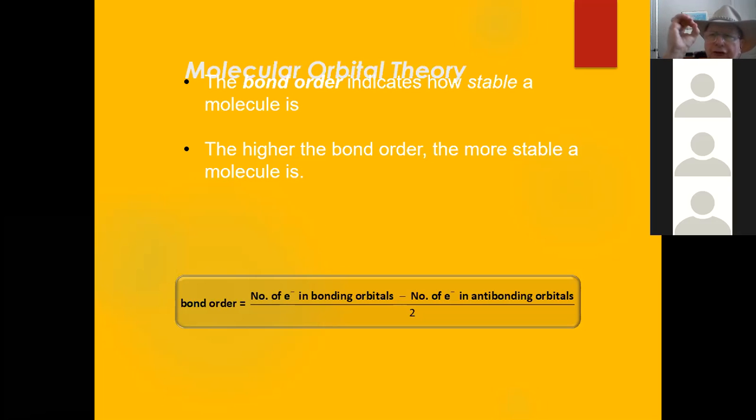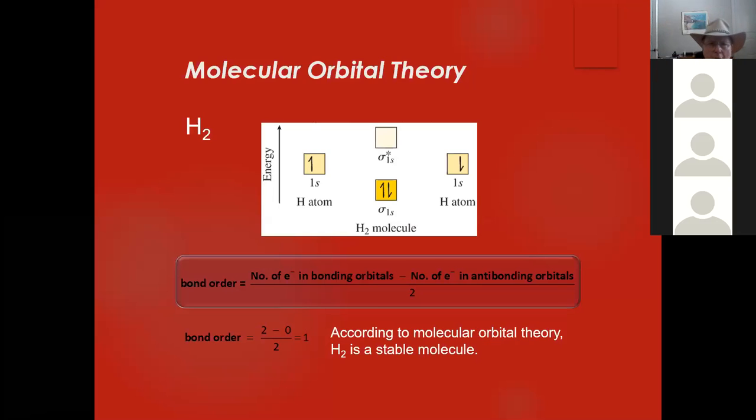If the bond order is 0, this means the bonding orbital electrons and antibonding orbital electrons are equal. If that's the case, no bond can happen. If the bonding exceeds the antibonding, then you have the molecule. So if I have hydrogen, I've got 2 in the bonding, none in the antibonding, 2 divided by 2, I have 1. It's a stable molecule.